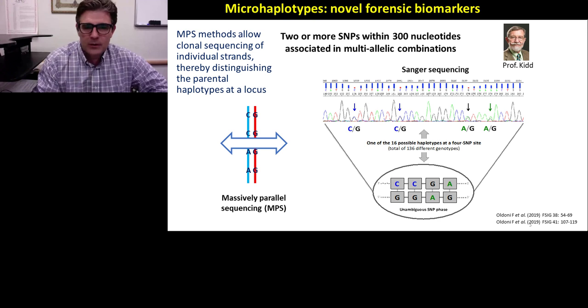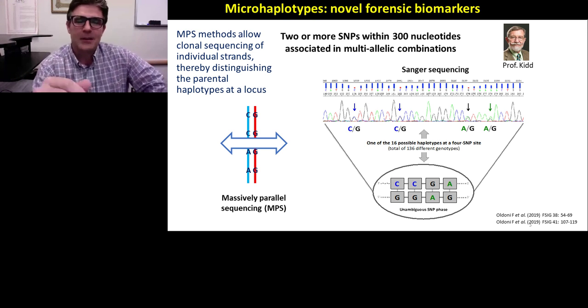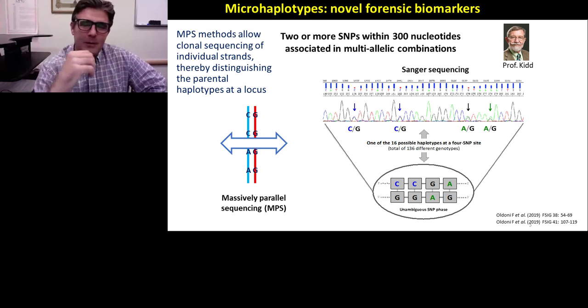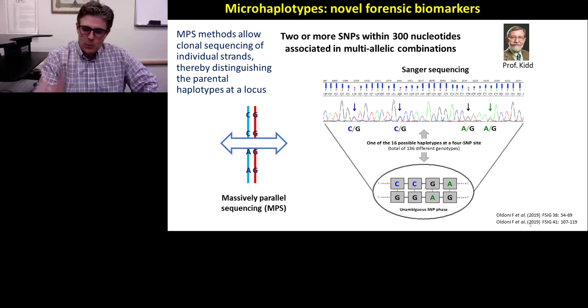So normally with Sanger sequencing, which is the old sequencing method that's been used for several years, the entire human genome project was based on Sanger sequencing. You see right there a CG, a CG, and then two AGs. And we don't know, based on Sanger sequencing, if that first C is associated to the second C or whether it's associated to the G, meaning on which chromosome they are.